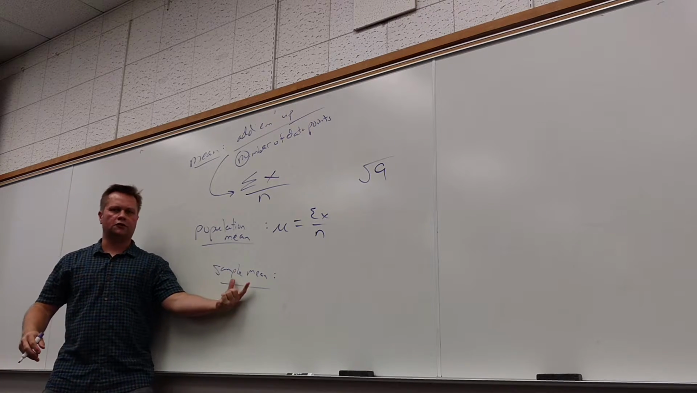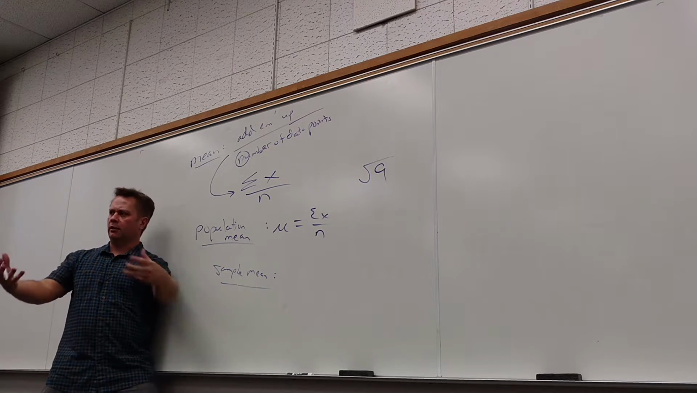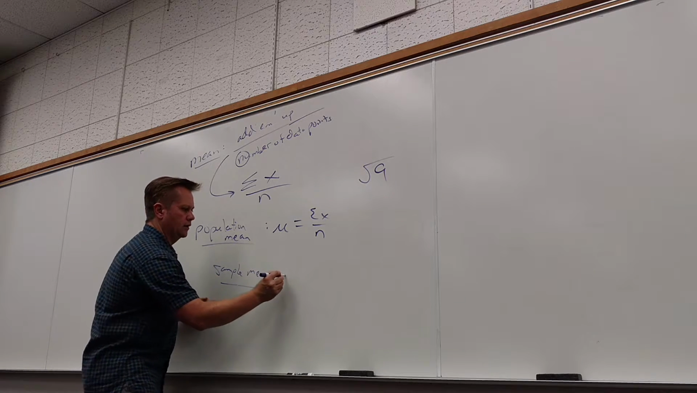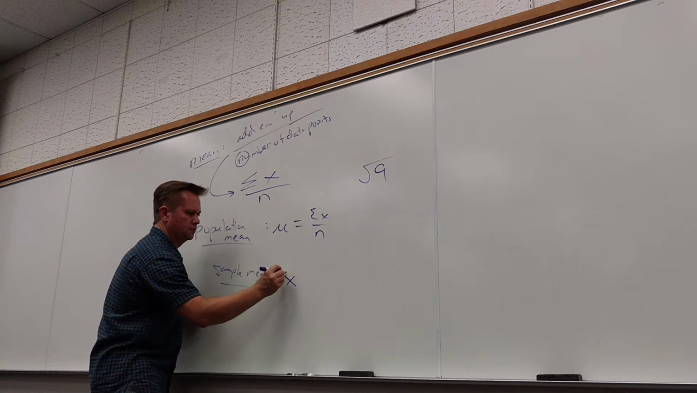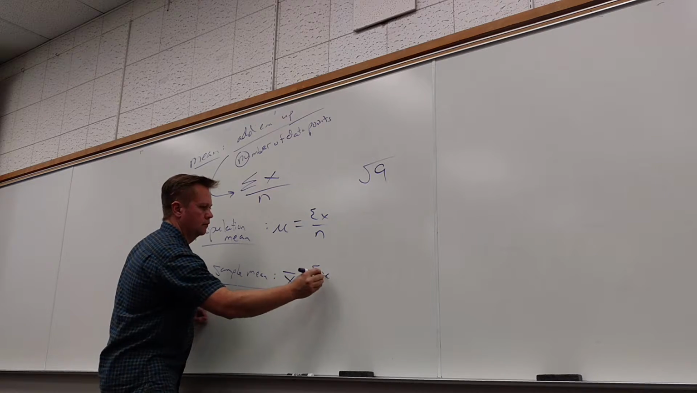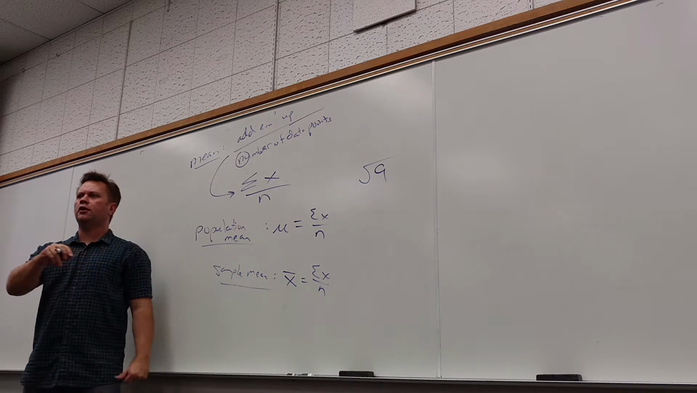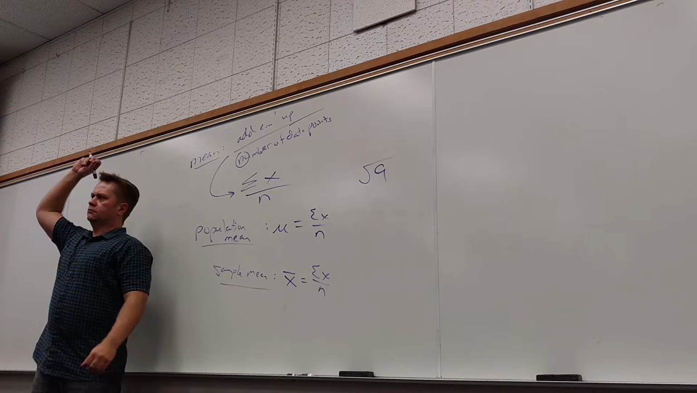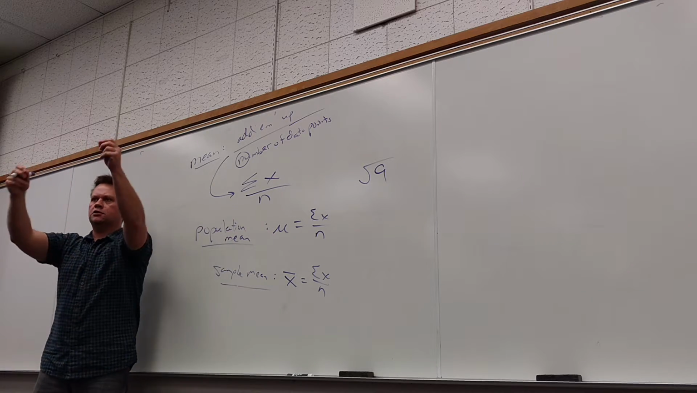The symbol I use for the sample mean is going to be our letters, and it's not going to be just x, it's going to be x bar. So if you see x bar somewhere, that means the sample mean. Mu means the population mean.